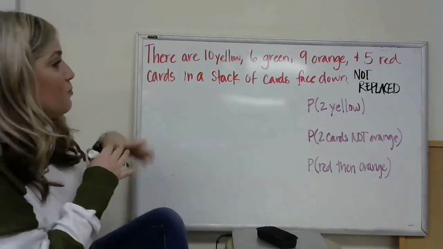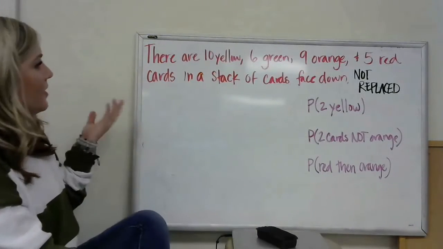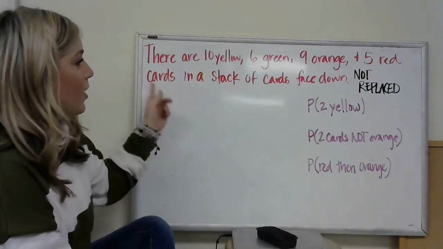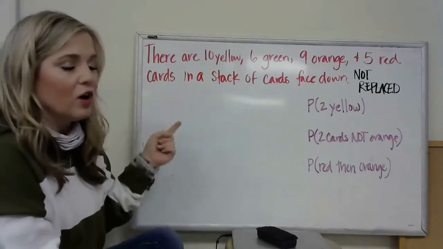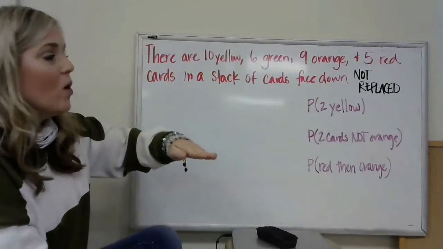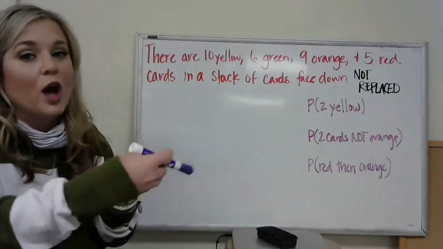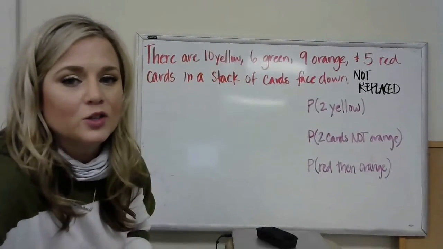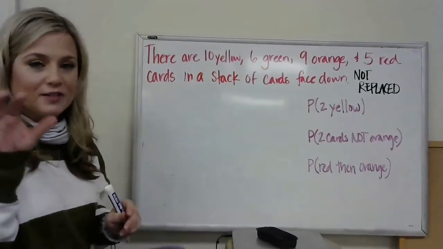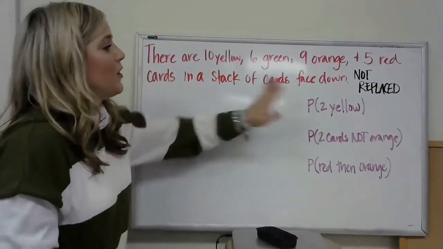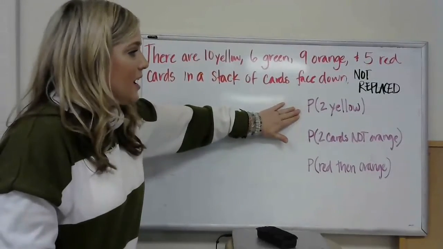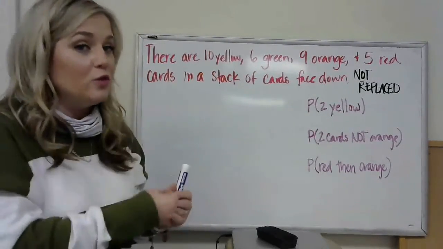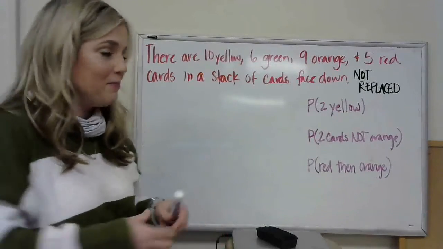All right, so let's look at the board and let's look at the scenario. The scenario is there are 10 yellow, 6 green, 9 orange, and 5 red cards in a stack of cards face down. Now we're drawing 2 cards. We're not replacing them. Once we pull one out, we're not sticking it back in there. All right, so the first one we're going to do is the probability of selecting 2 yellow cards. So we pull a card out, then we do not stick it back in. We keep it out.